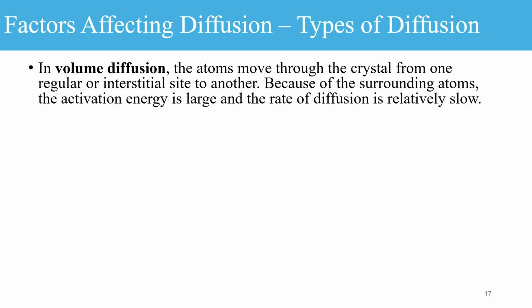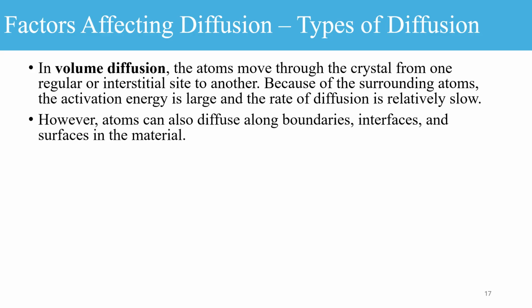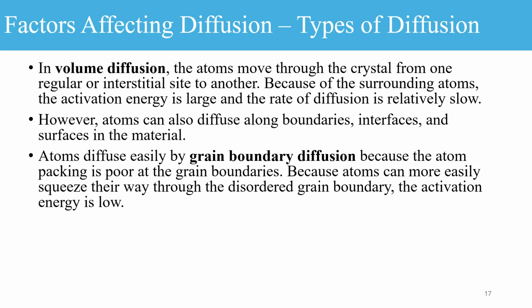The other factor affecting the diffusion is the type of diffusion itself. In volume diffusion, the atoms move through the crystal from one regular or interstitial site to another. Because of the surrounding atoms, the activation energy is large and the rate of diffusion is relatively slow. However, atoms can also diffuse along boundaries, interfaces, and the surfaces in a material.